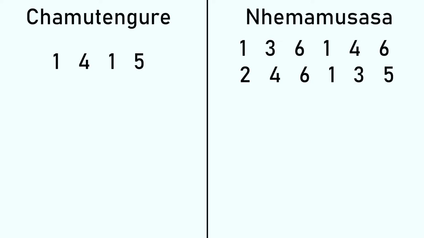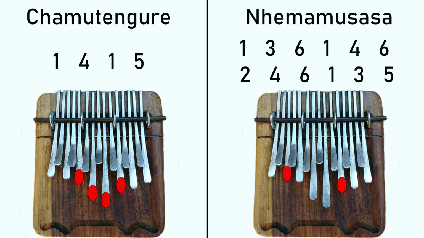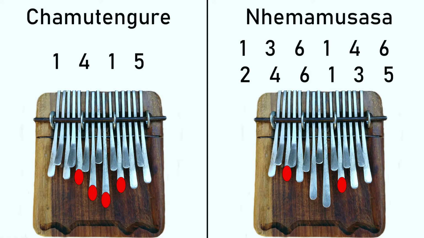Okay, wait. There's one more important thing that I left out on the Nyunga Mbira. This is the bass part or the chord progression of Chamutengure. And this is for Nemamusasa. Both are starting at 1, and these are the notes we play when the bass is playing 1 on Chamutengure. And these are the notes we play when the bass is playing 1, but for Nemamusasa this time. Do you notice that when the bass is playing 1 for Chamutengure, we're playing different notes from the notes we play when the bass is playing 1 on Nemamusasa?